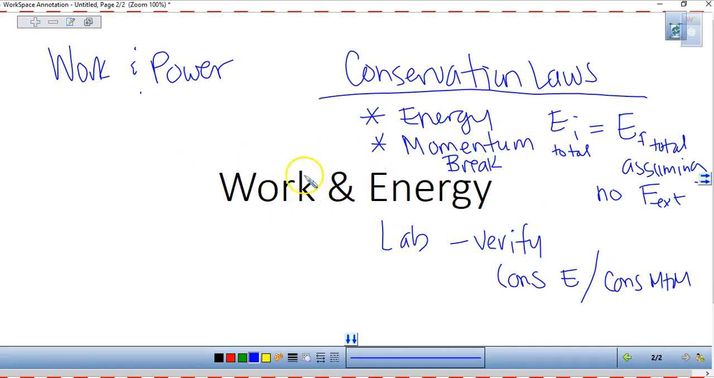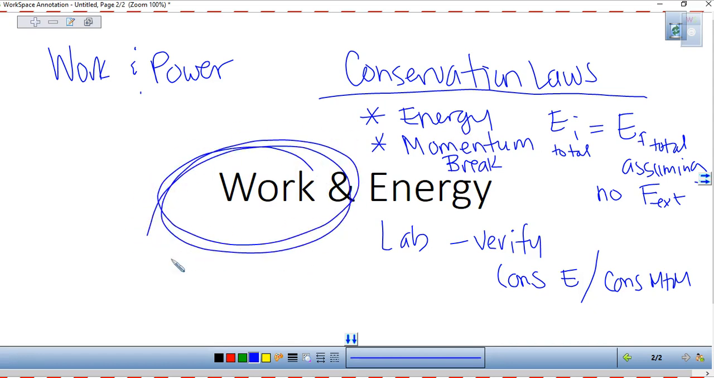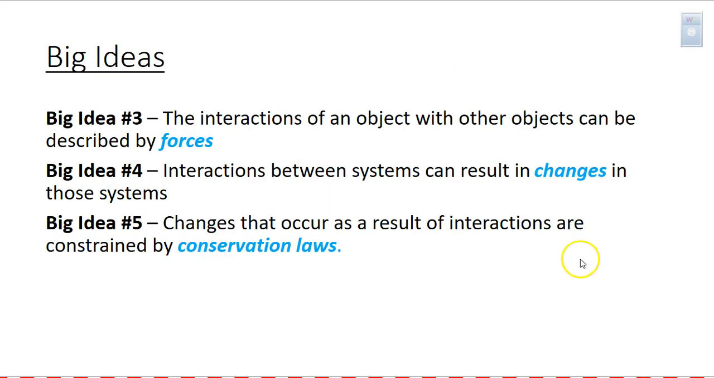So we do have to start somewhere, and we're going to start with the concept of work. So these are some of the big ideas. I'm not going to read them for you. The most important one, though, is conservation laws, big idea number 5. I don't really number big ideas; this is just coming from a physics website. But the idea is that changes can occur if you have an outside force. That's really what you need to know. If you have an outside force, it will change the conditions. But if you don't, your conditions will be conserved.